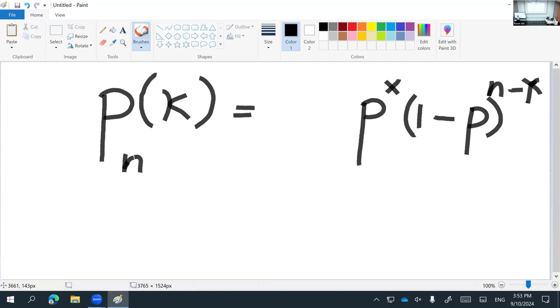Now, this doesn't account for a special term here that counts multiples. And that multiple is given by a formula called n choose x. Don't worry about it. The point is, you can see why there's a logical construction to this.